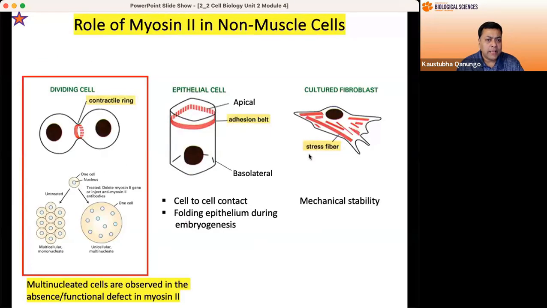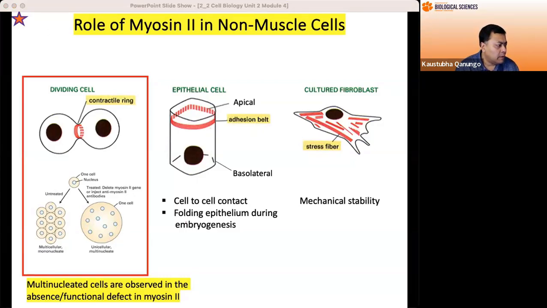All right, so we already saw the role of myosin 2 in non-muscle cells. Some experiments observe multinucleate cells in the absence of functional myosin 2, because the cell division contractile ring cannot form. So you can delete the myosin 2 gene or inject anti-myosin 2 antibodies. This can actually happen. Many other things too: adhesion belt, stress fiber, cell-to-cell contact. These are all questions, so we can ask some of these critical thinking questions. You have seen a cell which is multinucleated, and what could be the cause of it? Or you have deleted myosin 2 in some cells, what are you going to see? Those are the types of questions we can ask.